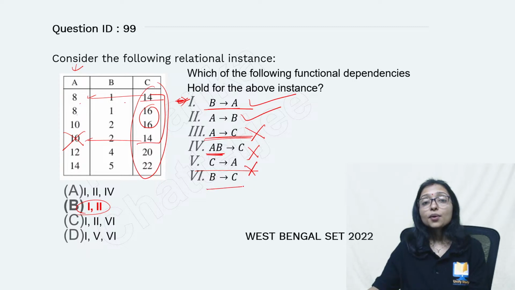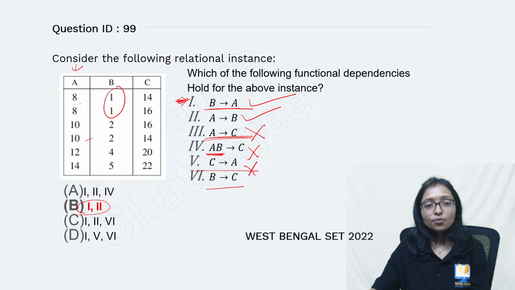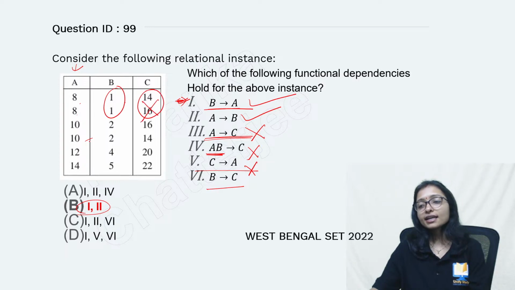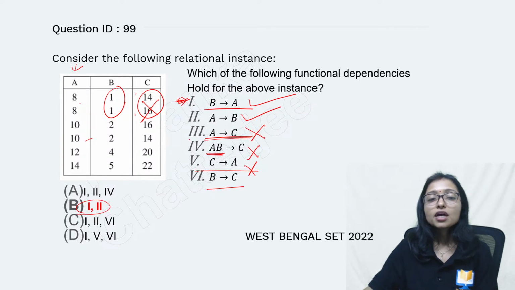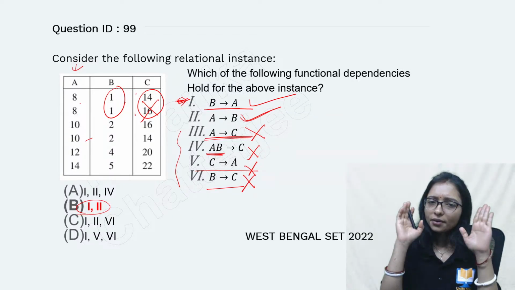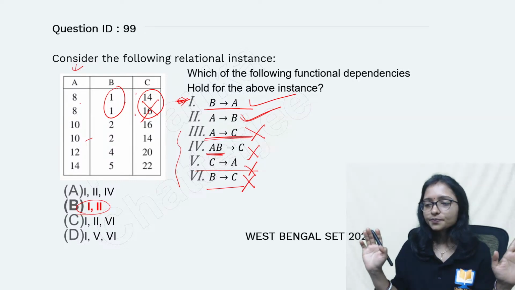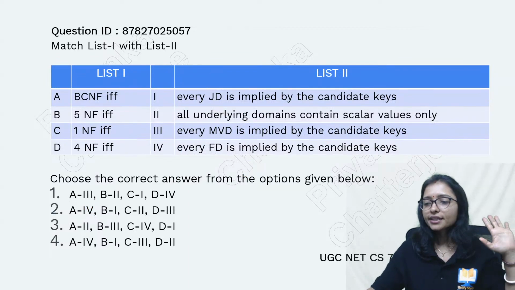This is the reason. B implies C. Is it holding? Check it. For B implies C also, you can see 1, 1. Here it is 14 and 16. It is creating a clash. Either both should be 14 or both should be 16. Same value should be there. As there are no same values, this also does not hold. So ultimately 1 and 2 are correct. All others are wrong. I hope after watching this, how to identify functional dependency will be clear. I hope there will be no doubt in functional dependency, right?